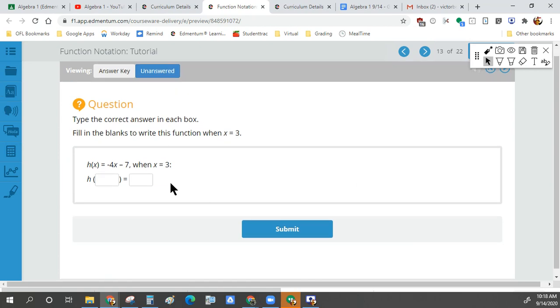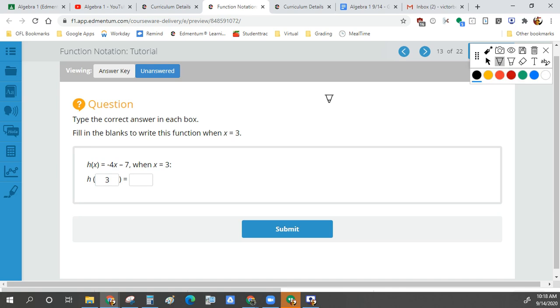Cool. All right, so this next one is saying f of what? So now our input is an x. We're saying our input is 3. So our x is 3. So instead of writing an x, we're going to write a 3. So it's h of 3.